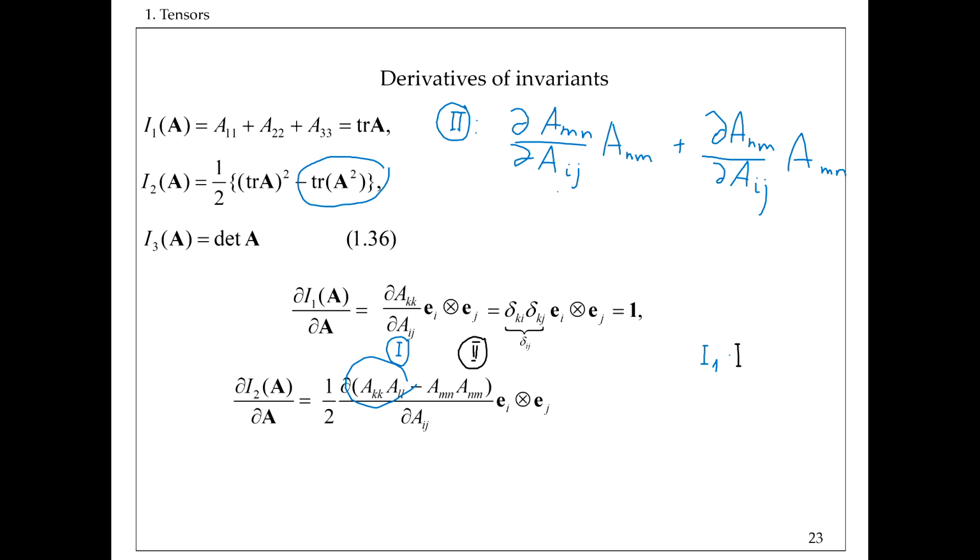That will be delta mi, delta nj, right? So we have two of them, delta mi, delta nj, multiplied by a m n. And here we have delta ni, okay, right? So n and i here multiplied by delta mj, right, and multiplied by a m n.